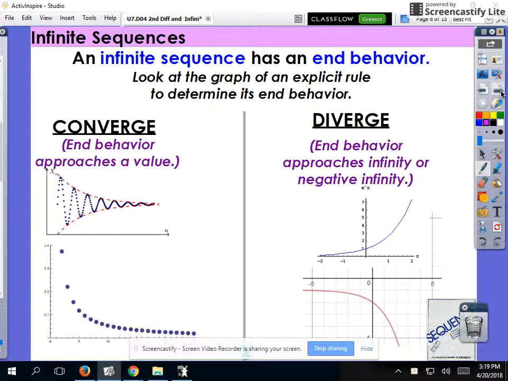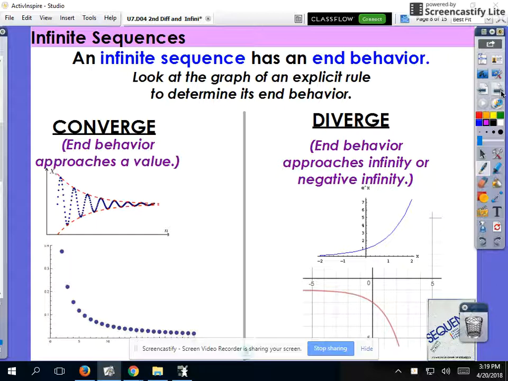Now we're going to move into infinite sequences. So those are sequences that go on forever, and they have end behavior. Looking at these two different sets of graphs, we can see that on the left we have converge. Everybody say converge. Converge, good job. And then on the right we have diverge.